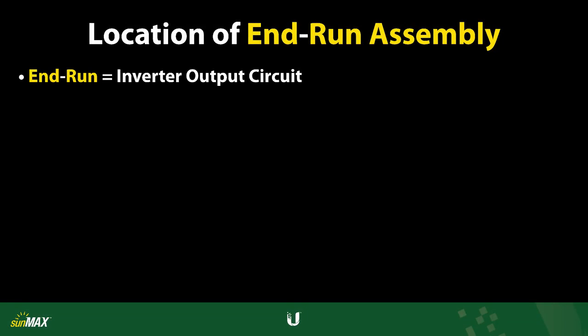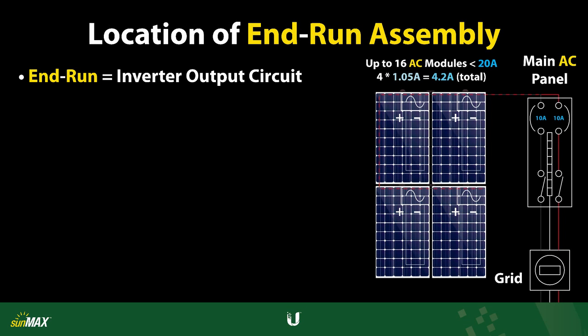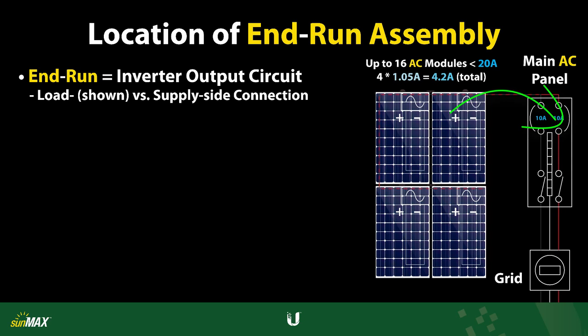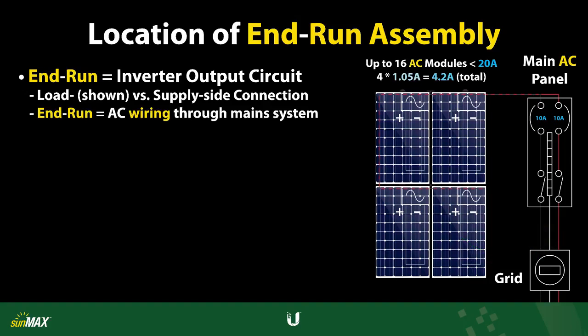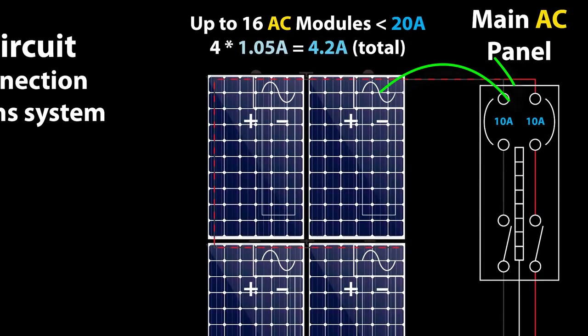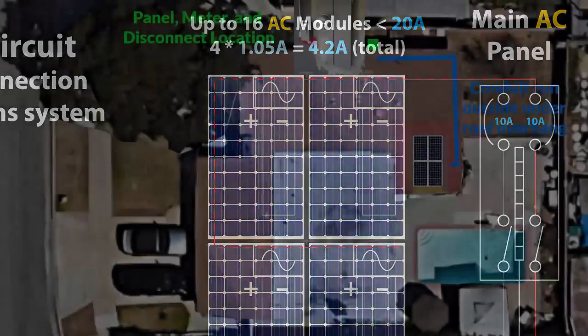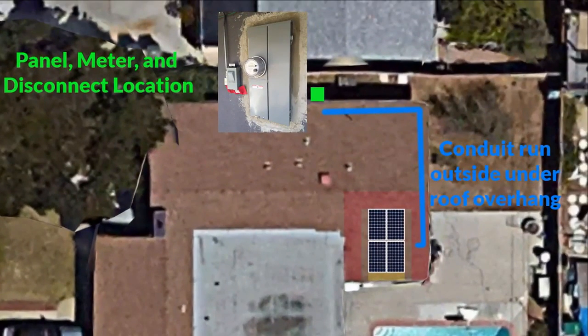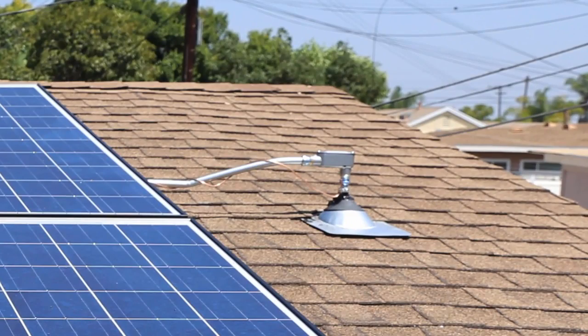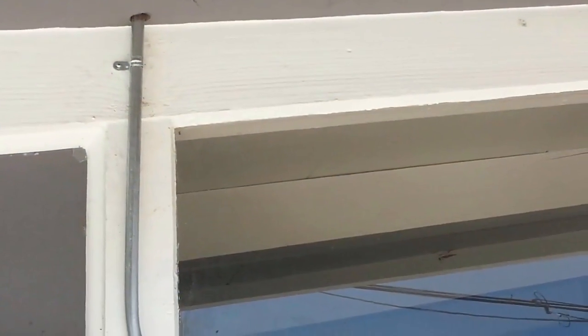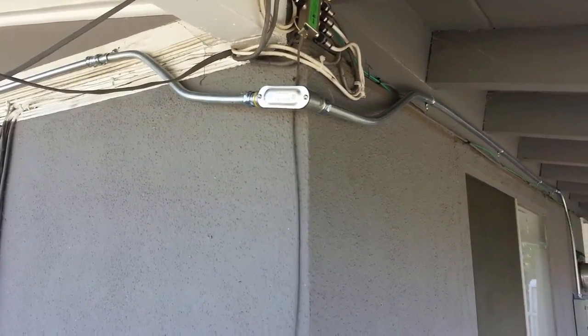The end run refers to the inverter output circuit, which can actually be either a load side or a supply side connection. Generally speaking, the end run refers to the AC side wire conductors that connect one or more strings of SunMax modules to the customer mains AC electrical system. Here, a load side connection is shown. In this load side example, the end run assembly transitions the AC trunk cabling from the SunMax solar array to separate wire conductors that ultimately connect back to the main AC service panel.